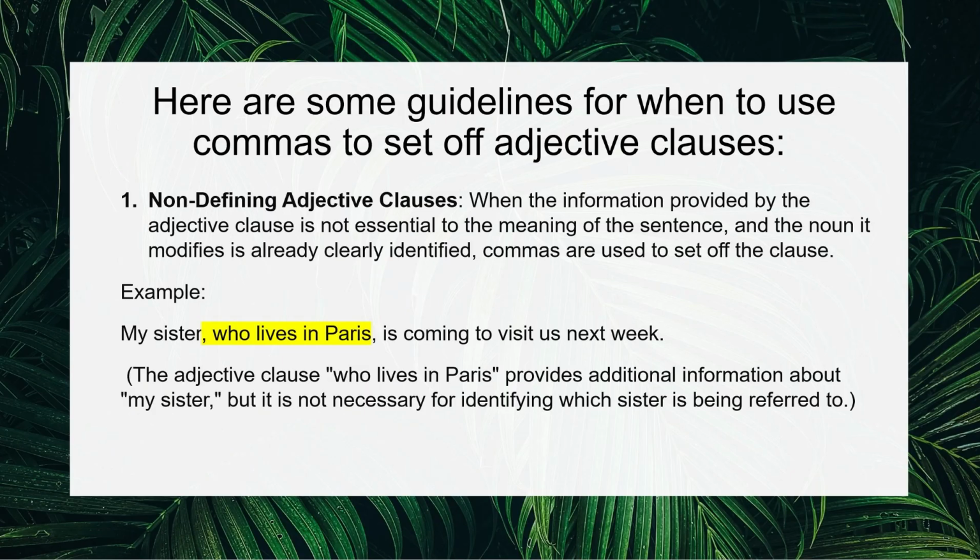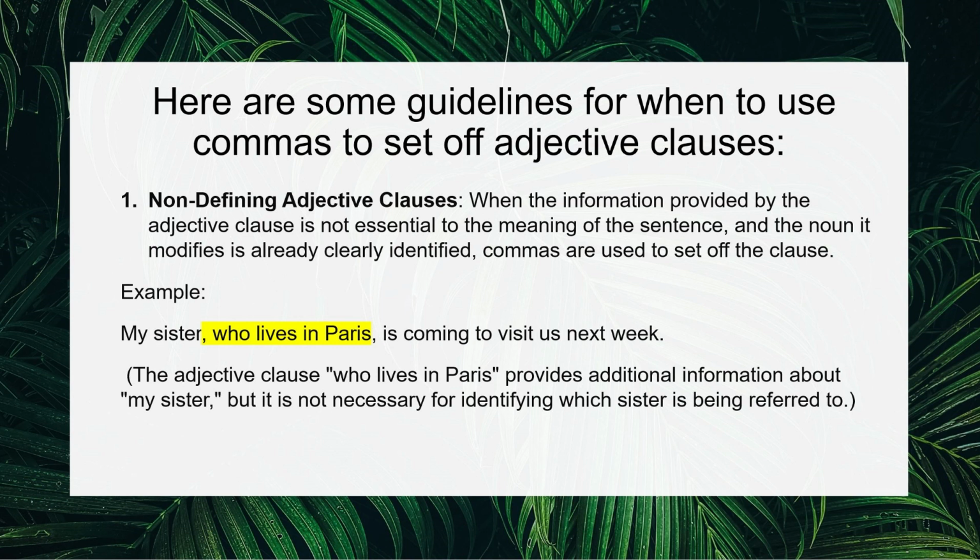Alright, now here are some guidelines for when to use commas to set off adjective clauses. Number one, non-defining adjective clauses. When the information provided by the adjective clause is not essential to the meaning of the sentence and the noun it modifies is already clearly identified, commas are used to set off the clause. Example: my sister, who lives in Paris, is coming to visit us next week.